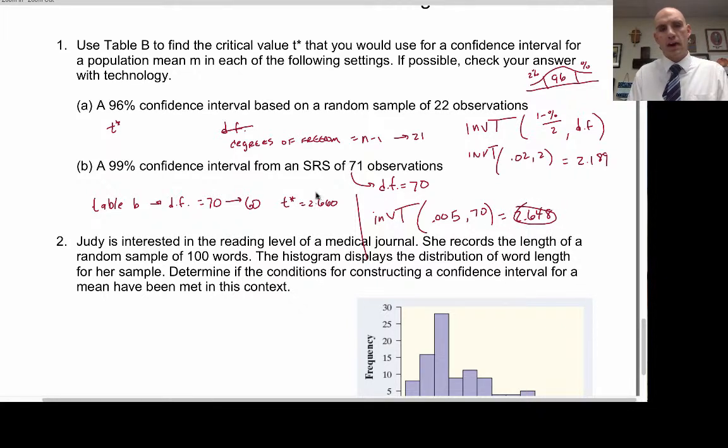Okay, so your calculator is going to give you a more specific answer, but again, you need to make sure you label this so you've got your inverse t going. Don't just put 0.005 to 0.70. So what's the answer that I would accept? Did you use table B? It says use table B, so they would accept 2.660 here.